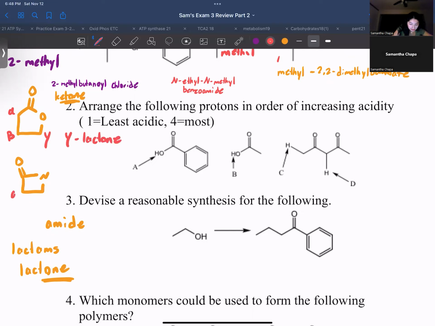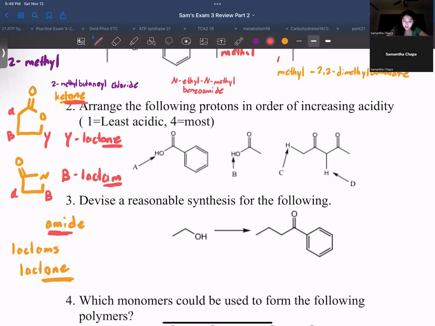If I'm going to name this one, I do the same thing. I start with the alpha carbon, I go to the beta until all of a sudden I hit the nitrogen. So this one is going to be a beta lactam. And what's the difference between these two? You've got the ketone and the amide. Okay.